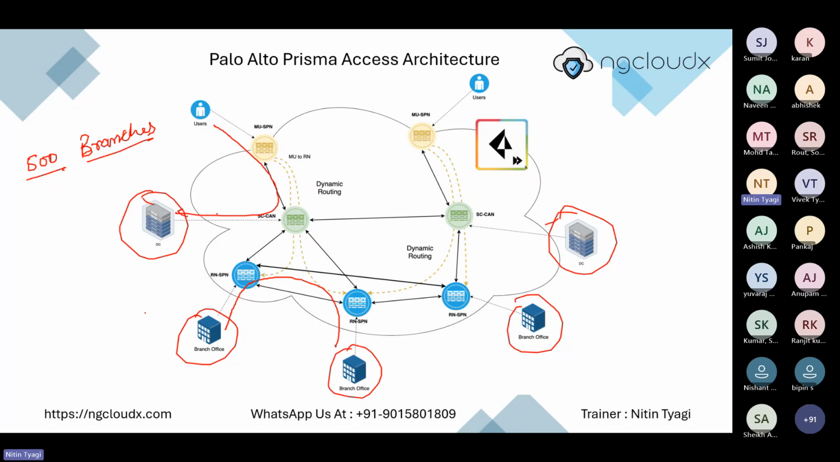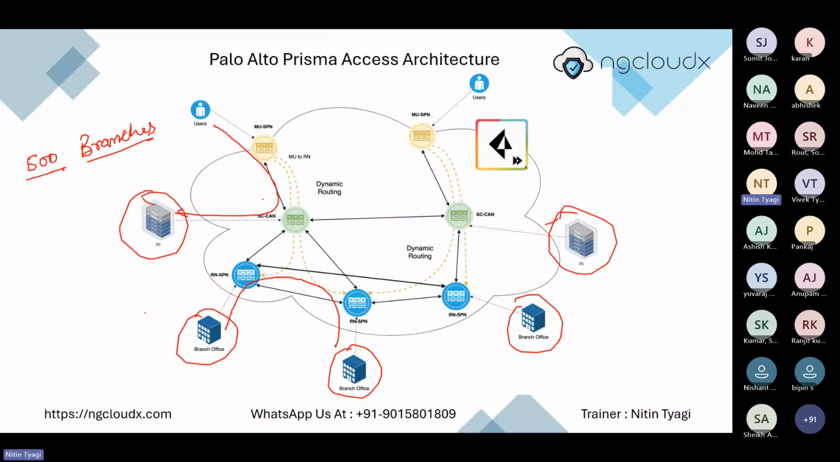Prisma Access licensing is not totally based on number of users, the way we see it inside Zscaler for user license. It is not like that in Prisma Access. In Prisma Access, for branch offices, I mean for offices, you need to buy the bandwidth, and for mobile users, you need to buy the number of licenses as per your user count.